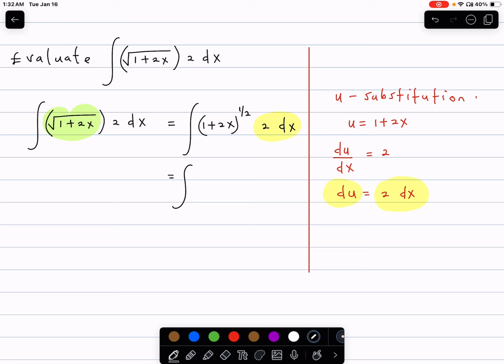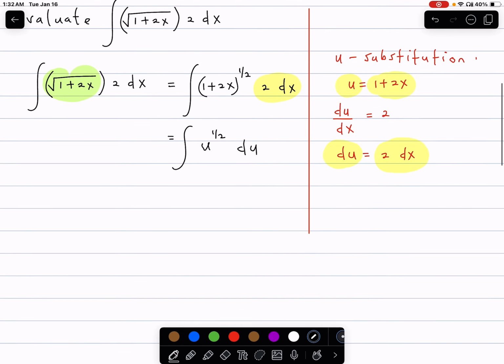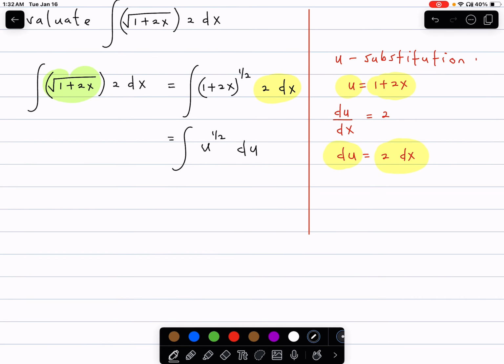And recall that 1 plus 2x is what? u, right? So I'm going to have u to the power of 1/2, then I replace 2 dx with du. I have something so simple now. I can easily apply the fundamental integration technique, which is you add 1 to the power and then you divide by the new power. So this is just going to be u to the power of 1/2 plus 1, over 1/2 plus 1, plus c.